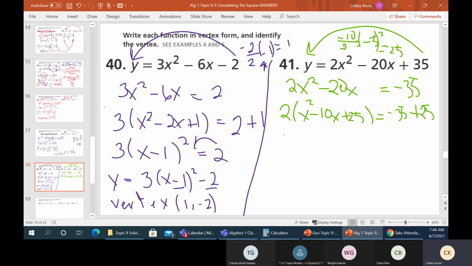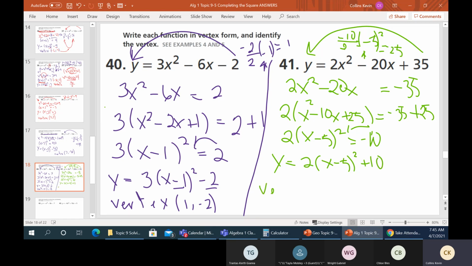So we've got the 2. Then this is going to be x, which is the number after we divide, minus 5 squared equals 25 minus 35, that's negative 10. Our last maneuver is we've got to move it back over here. So you're going to get y equals 2 times x minus 5 squared, and then plus 10.